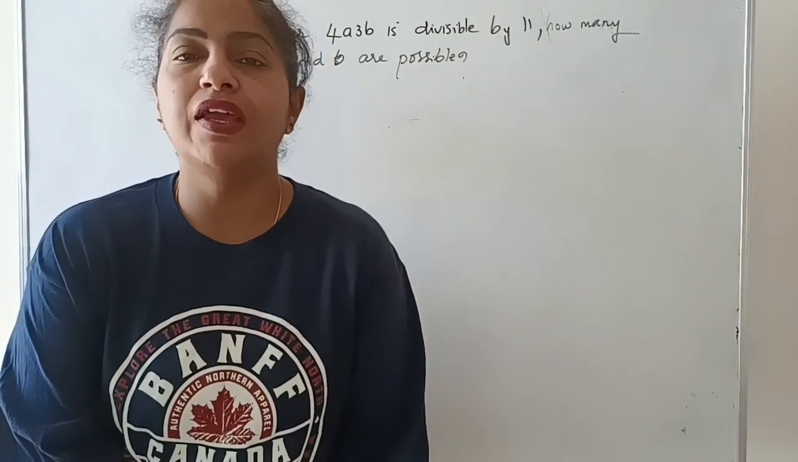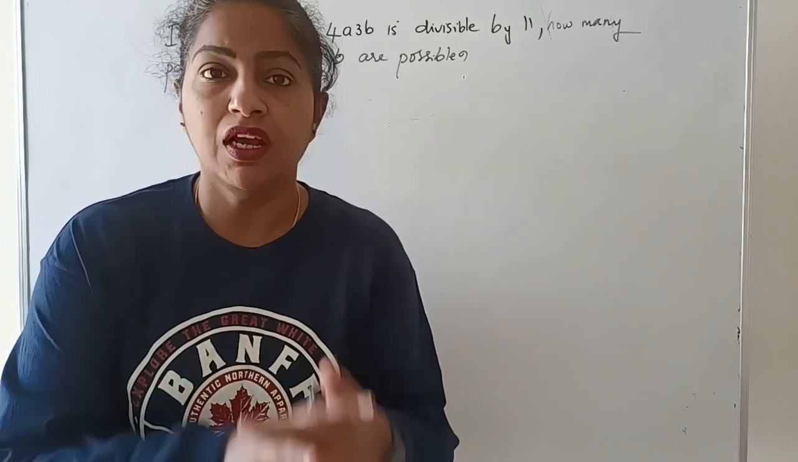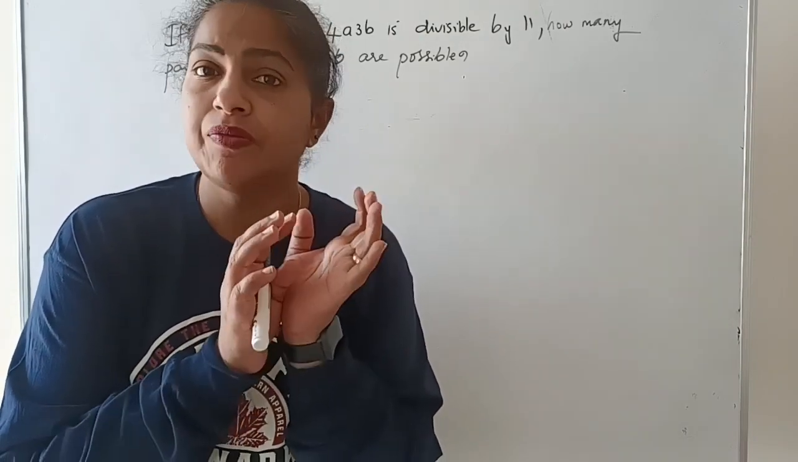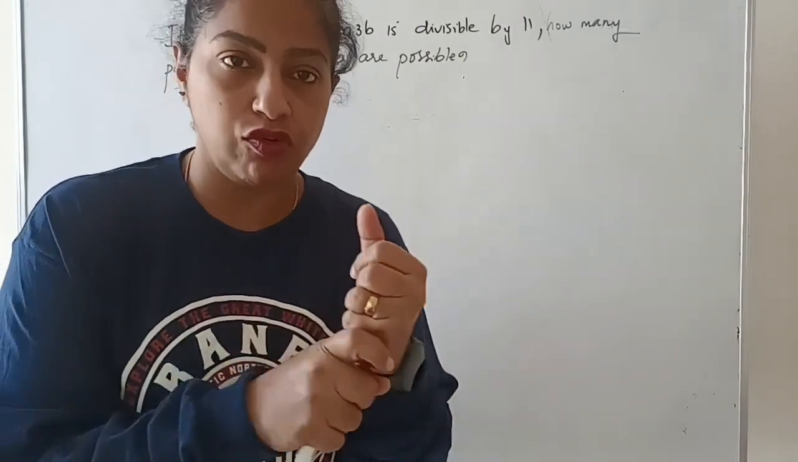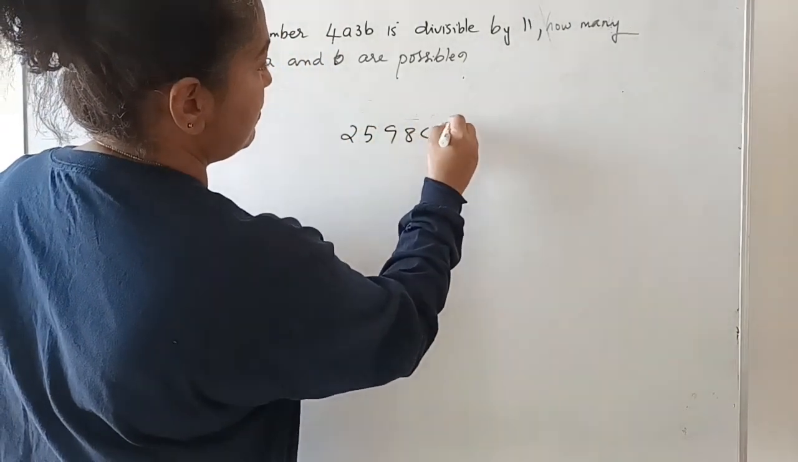Now, when do you say a number is divisible by 11? We say a number is divisible by 11 when the difference of the sum of the numbers in alternate places is 0 or a multiple of 11. For example, if you have a number of the form 2, 5, 9, 8, 4, 7.